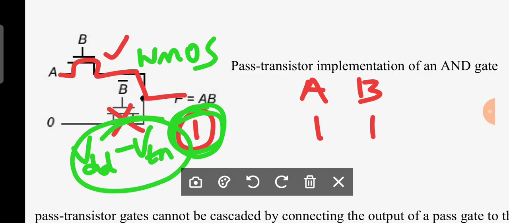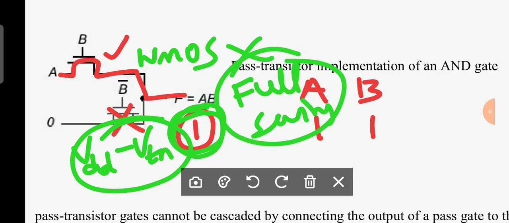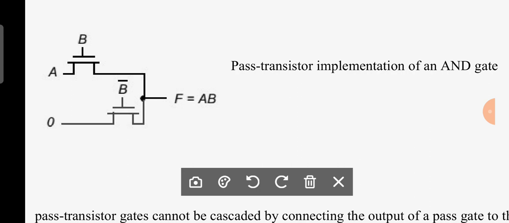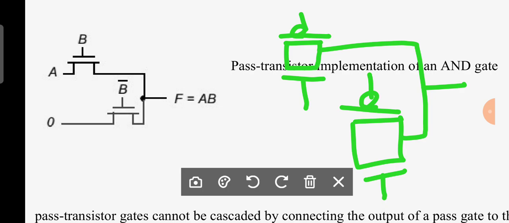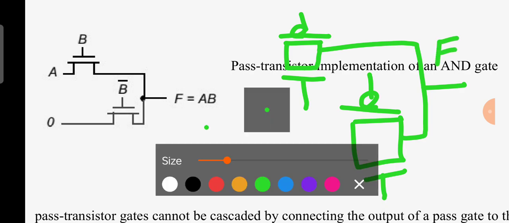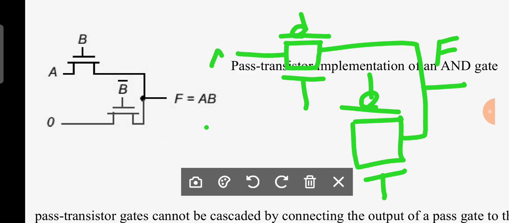Is it clear? Therefore, we are once again telling that there is no full swing in this pass transistor logic. Therefore, what should you do? You have to replace it with a transmission gate. This is one transmission gate, this is another transmission gate, and these two are combined to get your output F, and this is your input A, and this is your input 0.